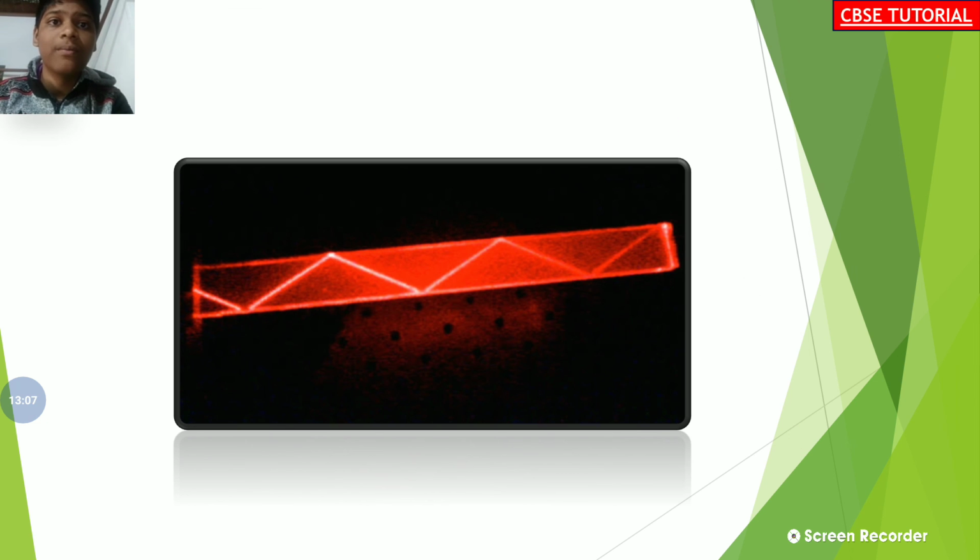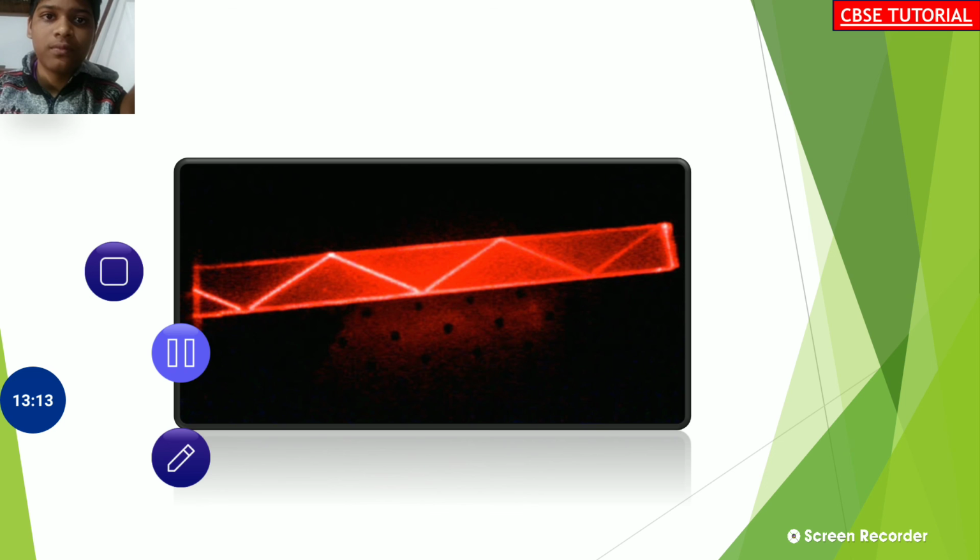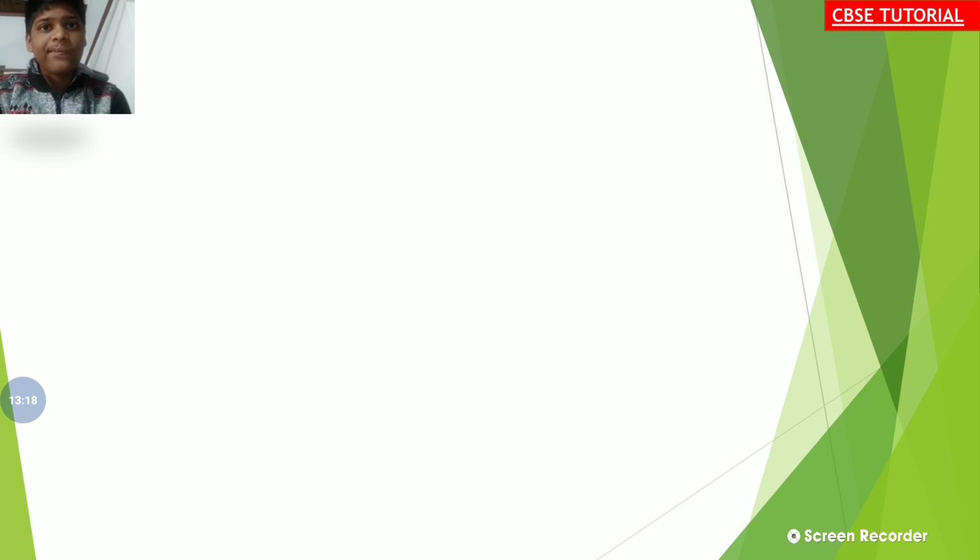What is happening here? You can do it at your homes. I will show you how to do it. Let's see. What you need to do is take simply a beaker or any plastic jar. Fill half of it with water. Then bring a laser light and make it incident on the outside surface of this pot.